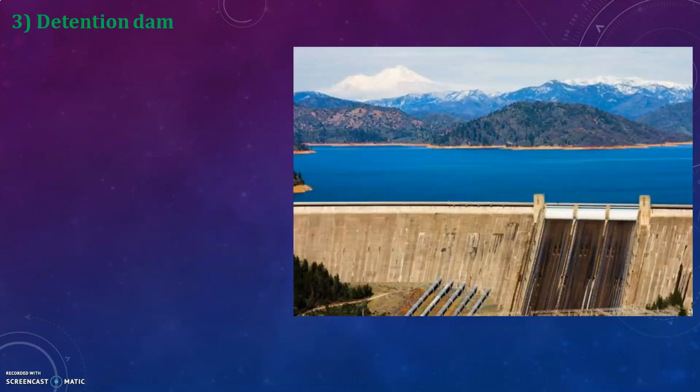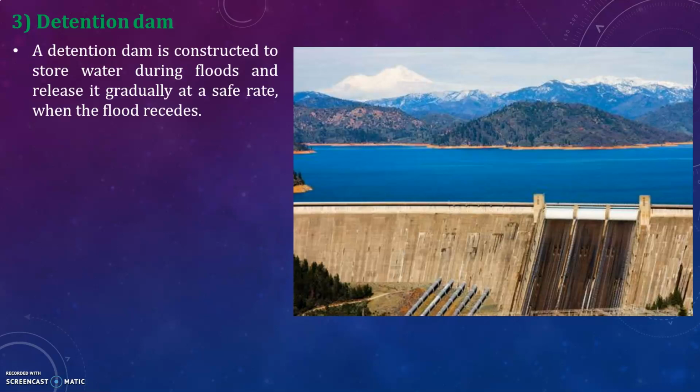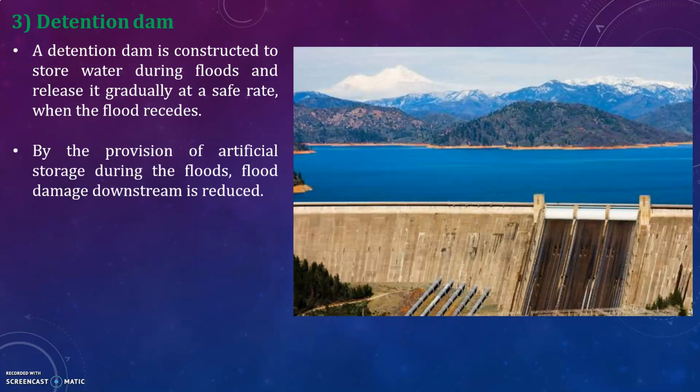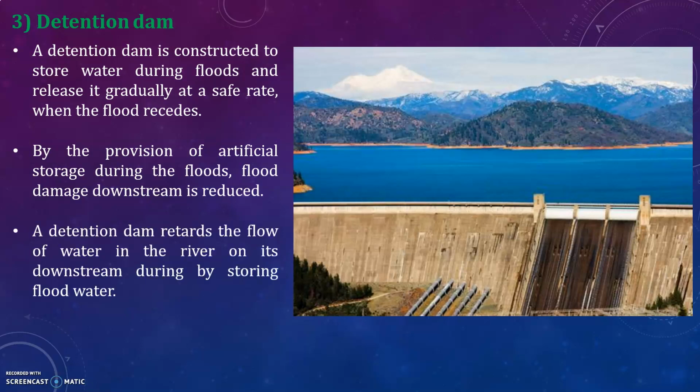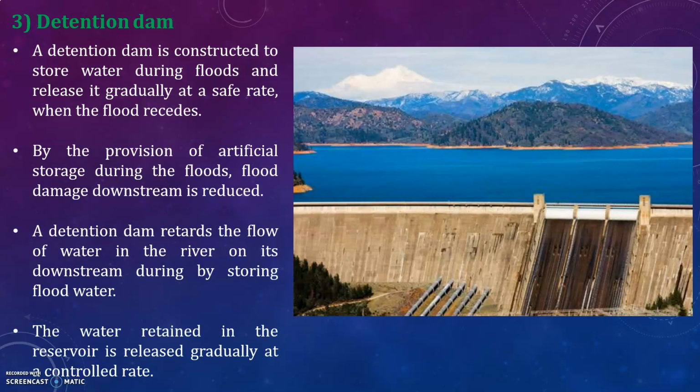The next type is detention dam. A detention dam is constructed to store water during floods and release it gradually at a safe rate when the flood recedes. By the provision of artificial storage during the floods, flood damage downstream is reduced. A detention dam retards the flow of water in the river on its downstream during strong flood. The water retained in the reservoir is released gradually at a controlled rate.